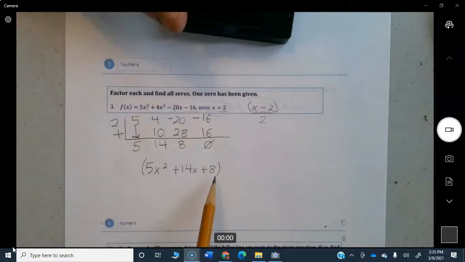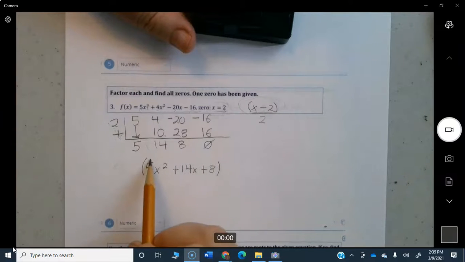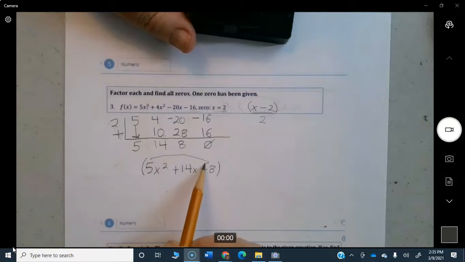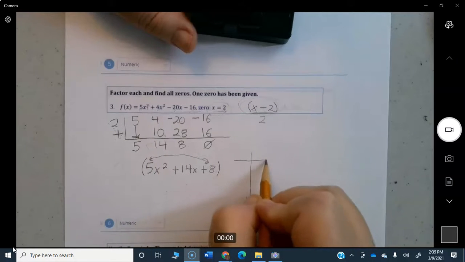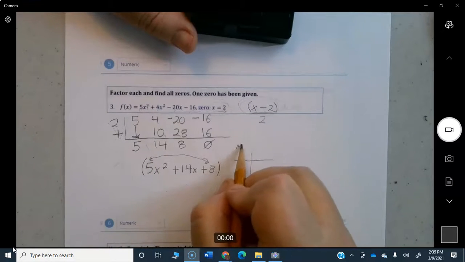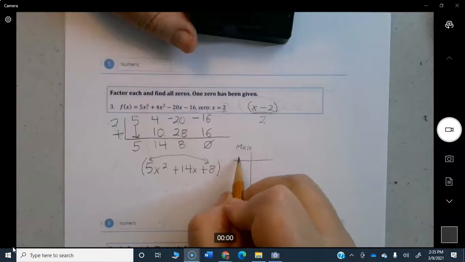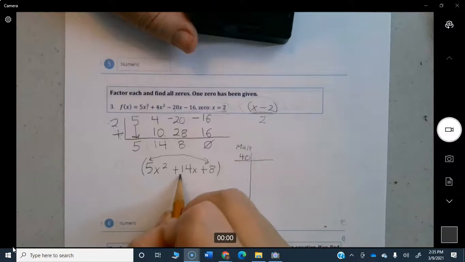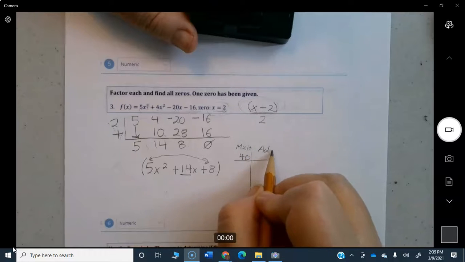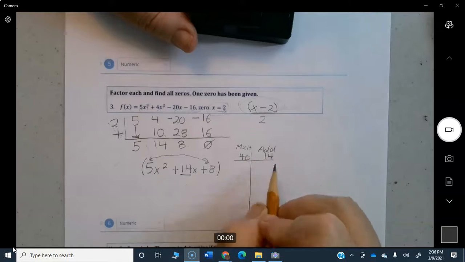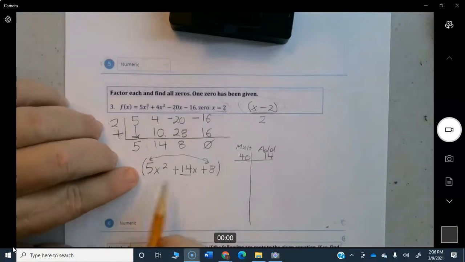So we factor this. What we do is we take the grand product. That's these two numbers multiplied together. It's 5 times 8. So now what you need to do is find two numbers that multiply to 40, and they add up to this middle number, which is 14. Okay, so we're going to factor this.